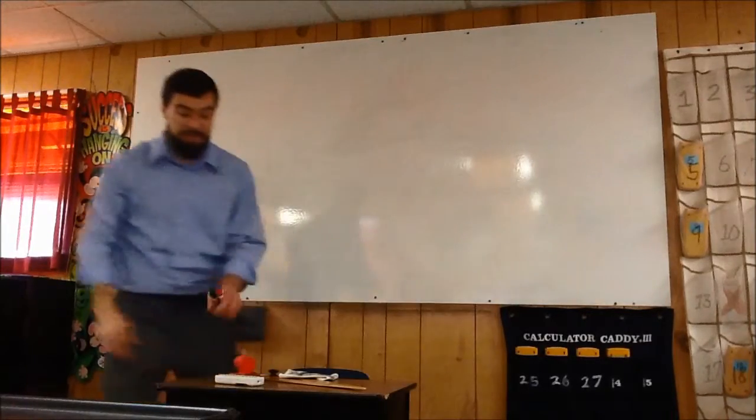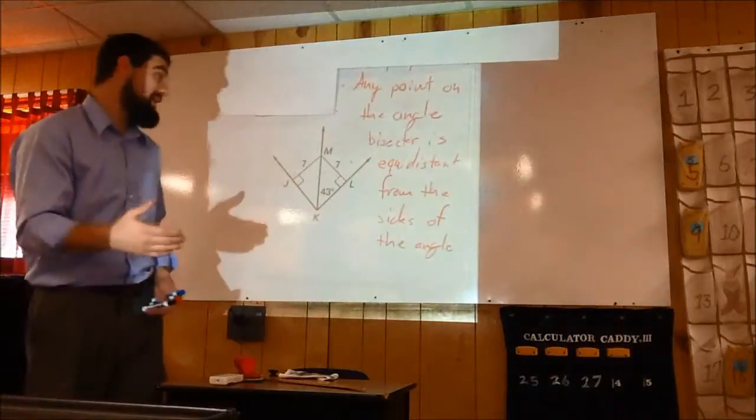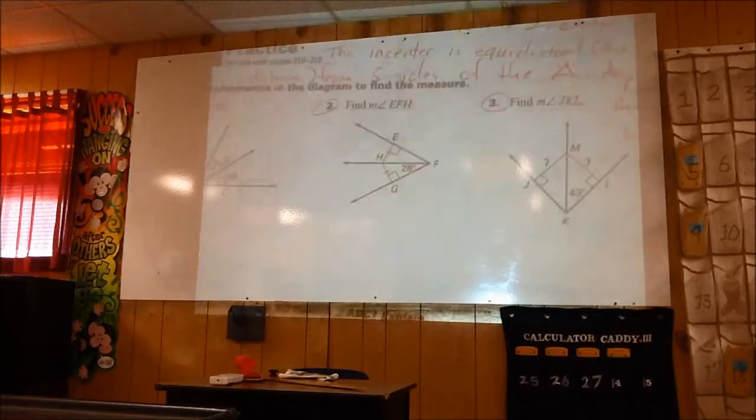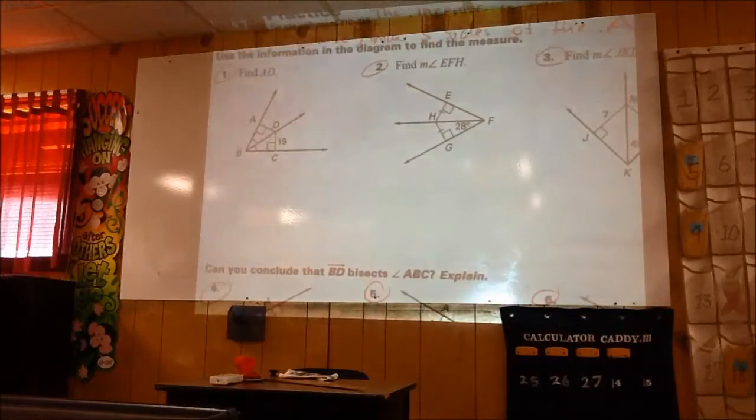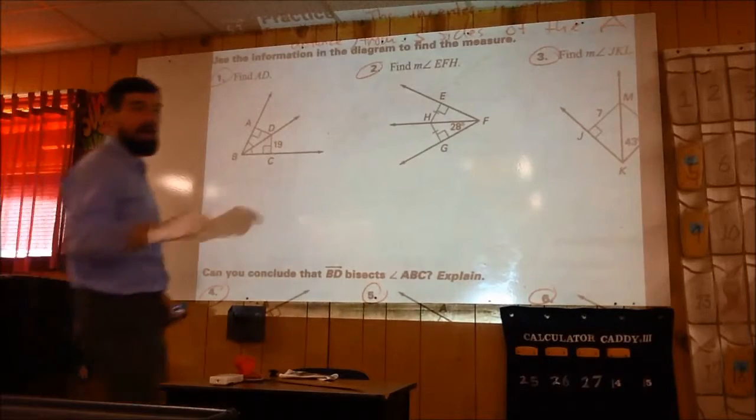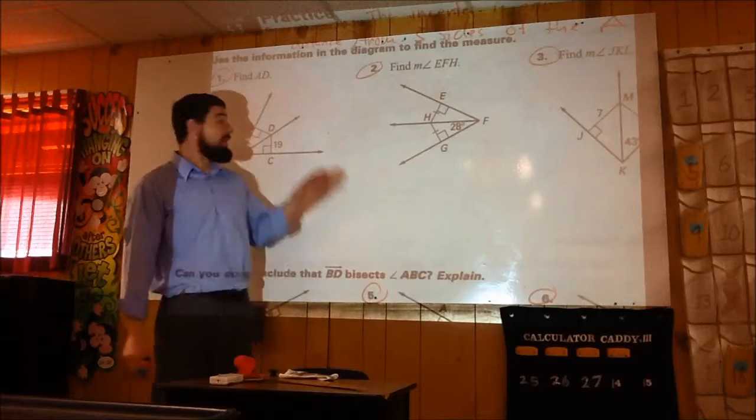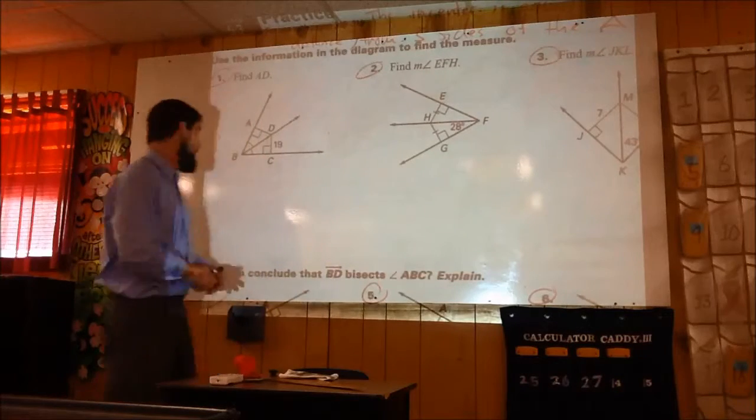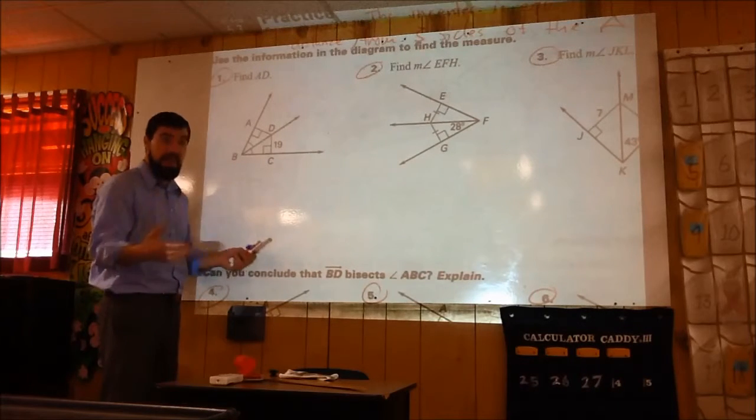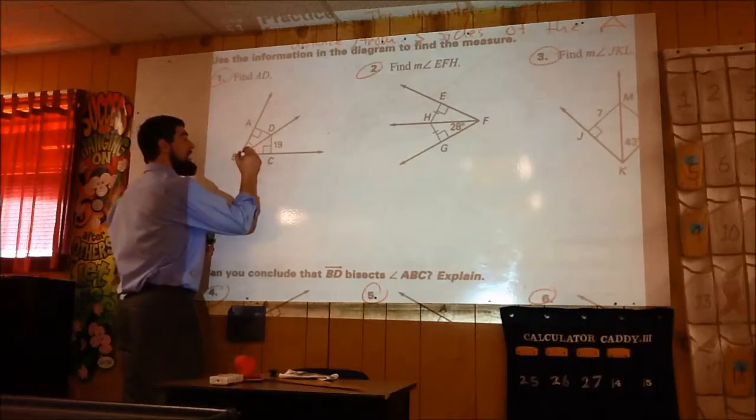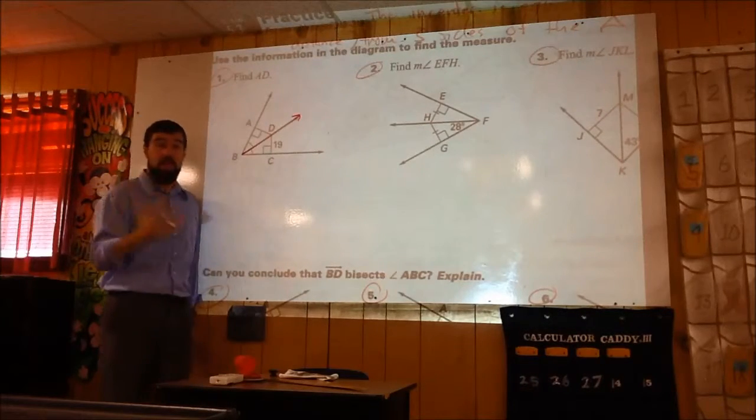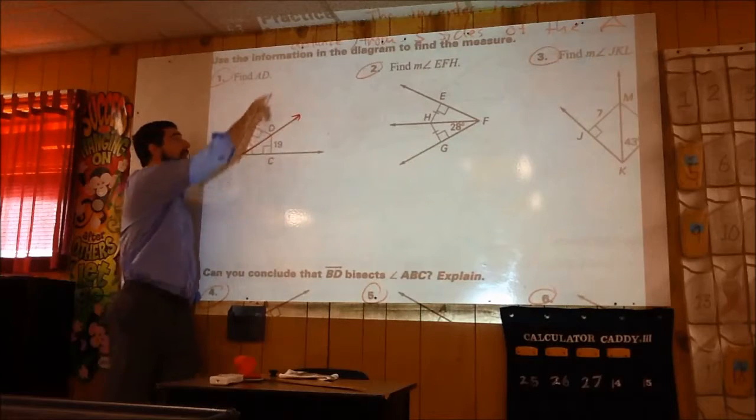So let's look at some of these examples. There are two ways of proving that a point is on the angle bisector. The first way, number one, the easiest: you can just look at the diagram and realize that you have the angle bisector. Why is ray BD the angle bisector? How can we just look at this and know that ray BD is bisecting angle ABC?